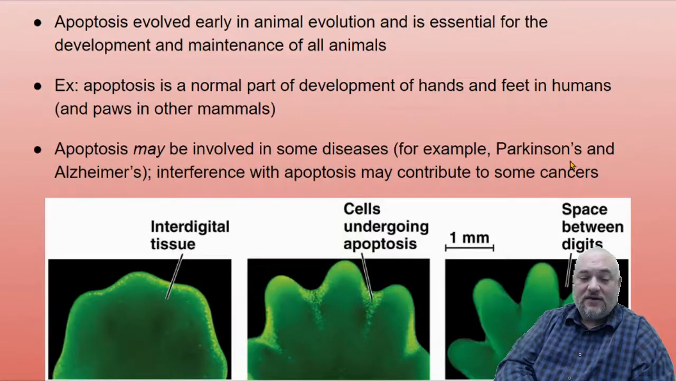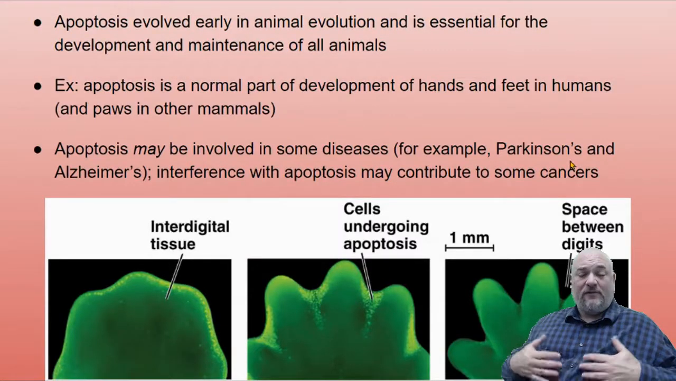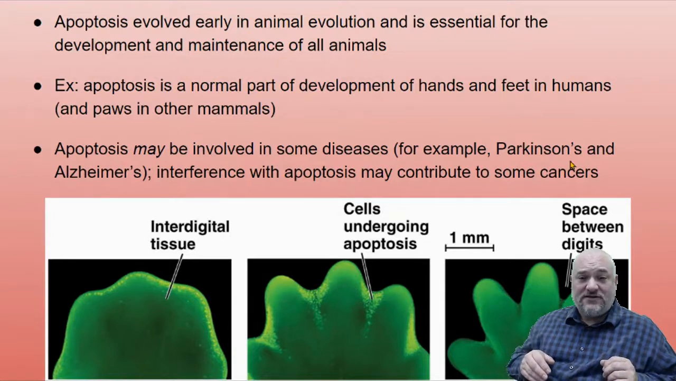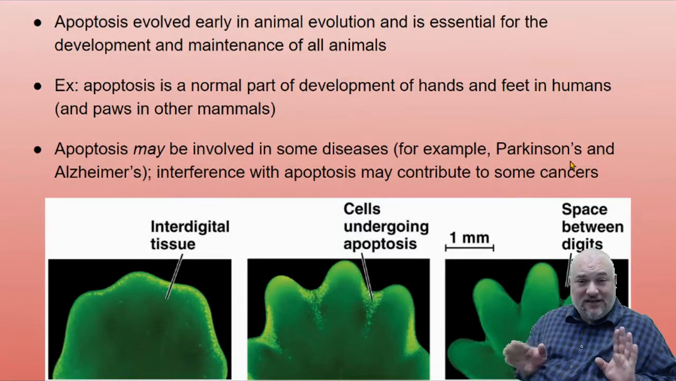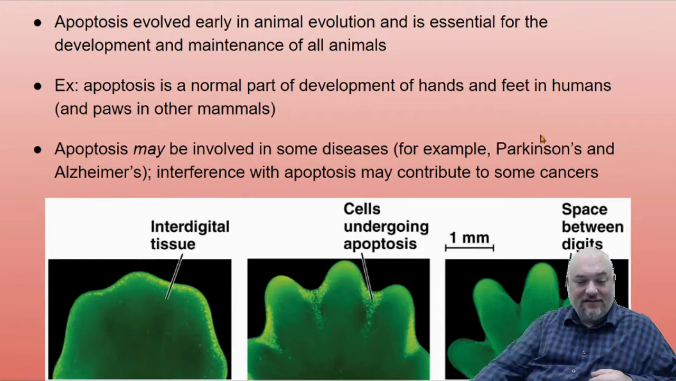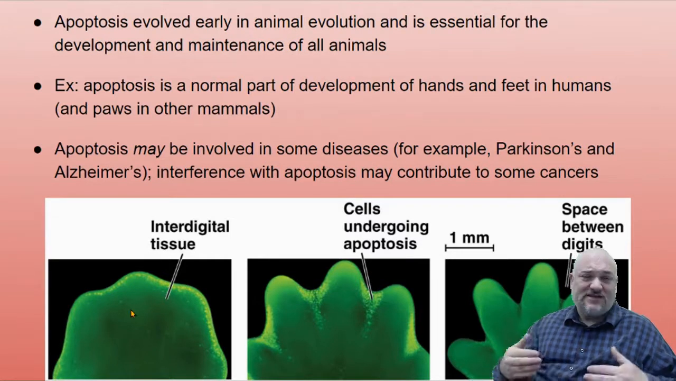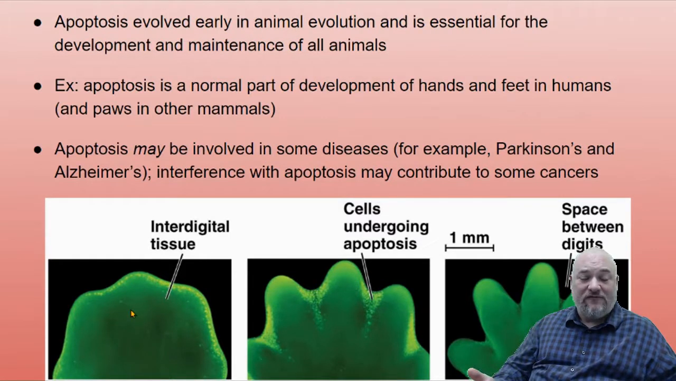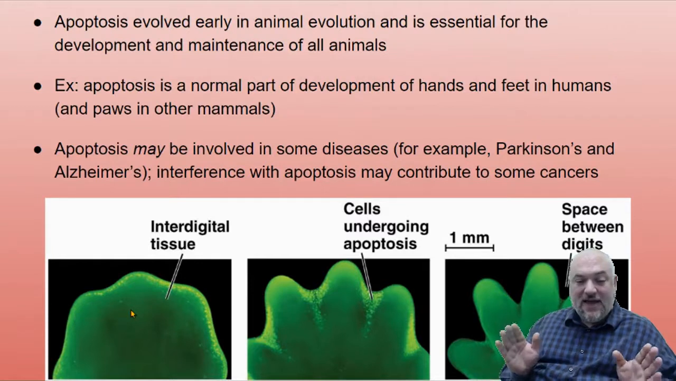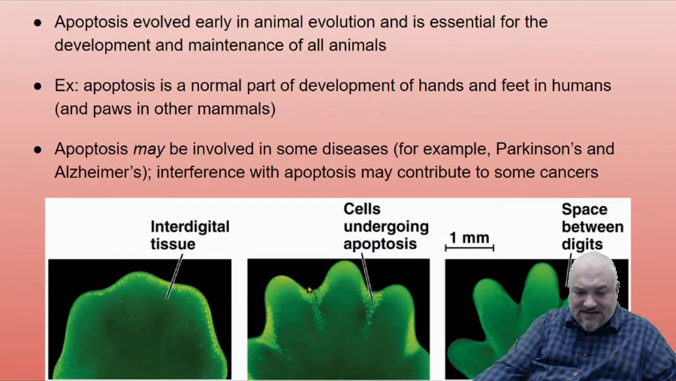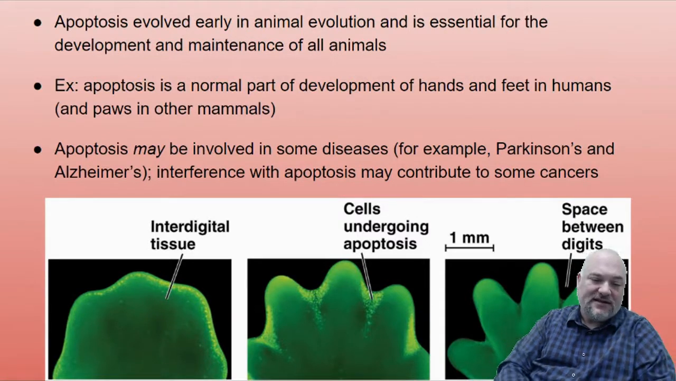Here it is. When we are developing as an embryo, even as humans, the first things we develop are things that look like little fins, okay, like this. It harkens back to how we evolved from things that had fins. But we need to then get rid of this connecting tissue. We don't want that webbing between our fingers, so we actually can trigger apoptosis in that tissue so that it dies and we're left with our separate fingers spacing there.